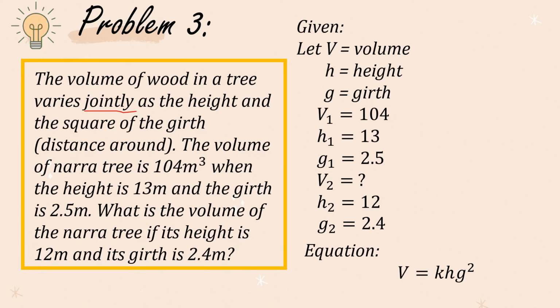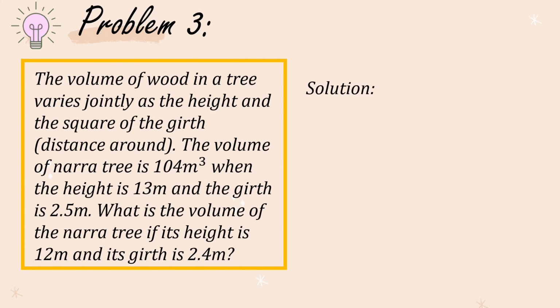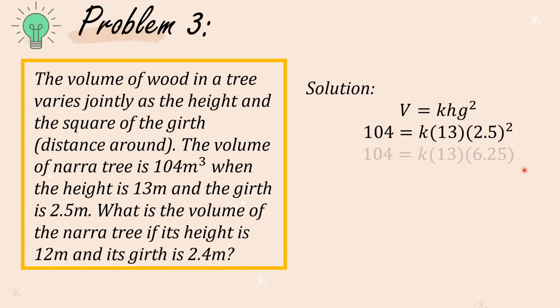So, since we already know the equation, let us now proceed in finding the constant. Using the equation V equals K times H times G squared, let us now find the constant. We will now substitute the given values, which are 104 for V, 13 for H, and 2.5 for G. The first thing that we need to do is we have to square 2.5. So 2.5 times 2.5, what is the answer? Very good. The answer is 6.25.